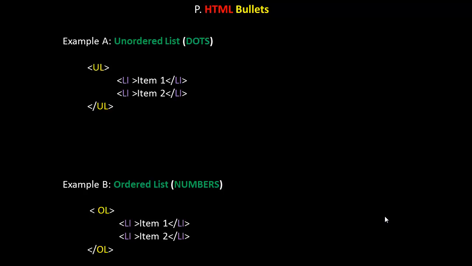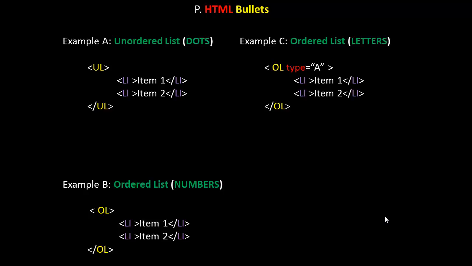In example B, we have an ordered list. So instead of dots, this would display numbers, 1 and 2, and then however many more items I would add, it would simply prefix it with a number in sequential order. In the next example, example C, I have an ordered list, but instead of using numbers, I'm specifying letters with type equals A, in this case capital letters.